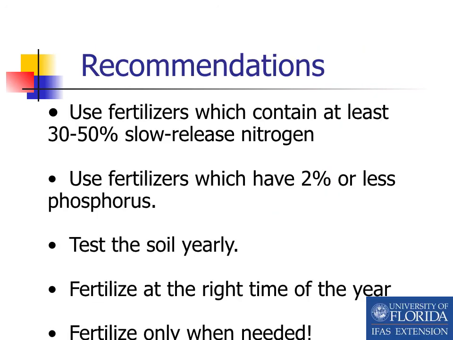So, let's look back at some of the things as a review. We recommend, generally speaking, fertilizers that contain at least 30 to 50% slow-release nitrogen, especially during the rainy season. This is something you should know as master gardeners how to calculate. Hint, hint. Use fertilizers which have 2% or less phosphorus, unless a soil test tells otherwise.